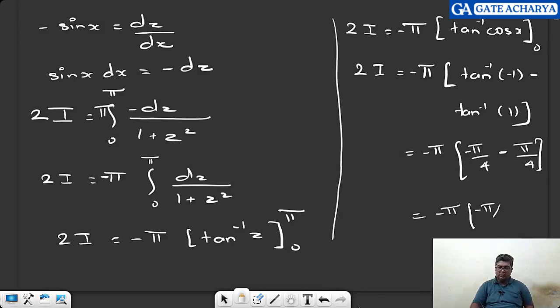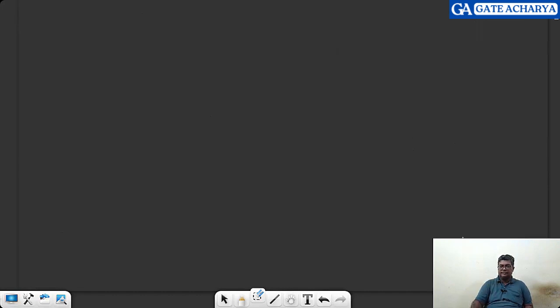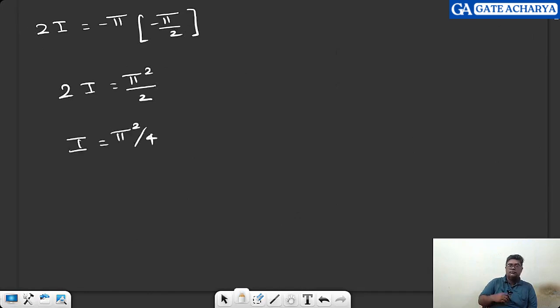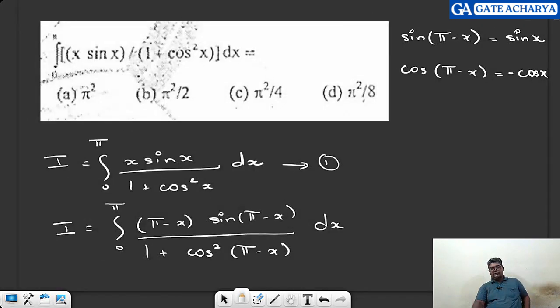This you won't be able to see here. Let me write it on another page. So 2I is equal to minus pi into minus pi by 4 minus pi by 4, which is technically minus pi by 2. So 2I is equal to pi square by 2, or I is equal to pi square divided by 4. So the correct answer to the question is pi square divided by 4. Yeah, option C.